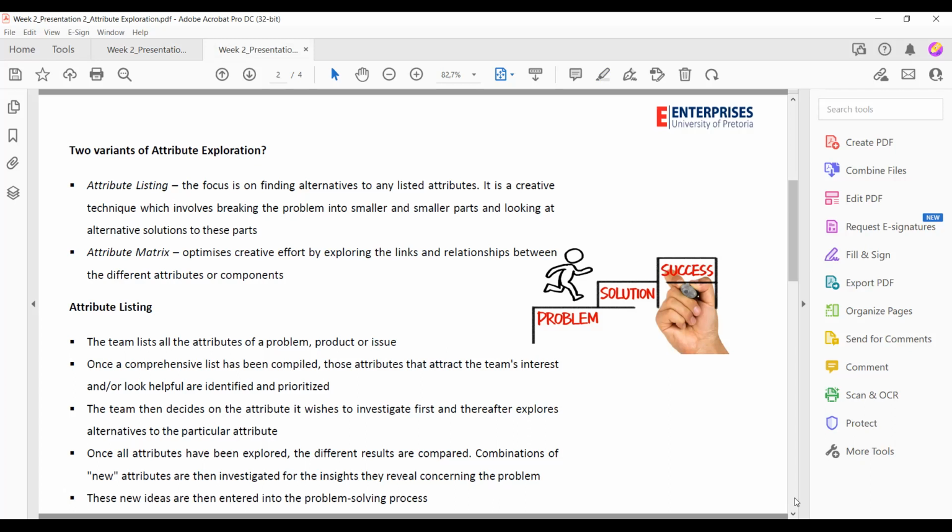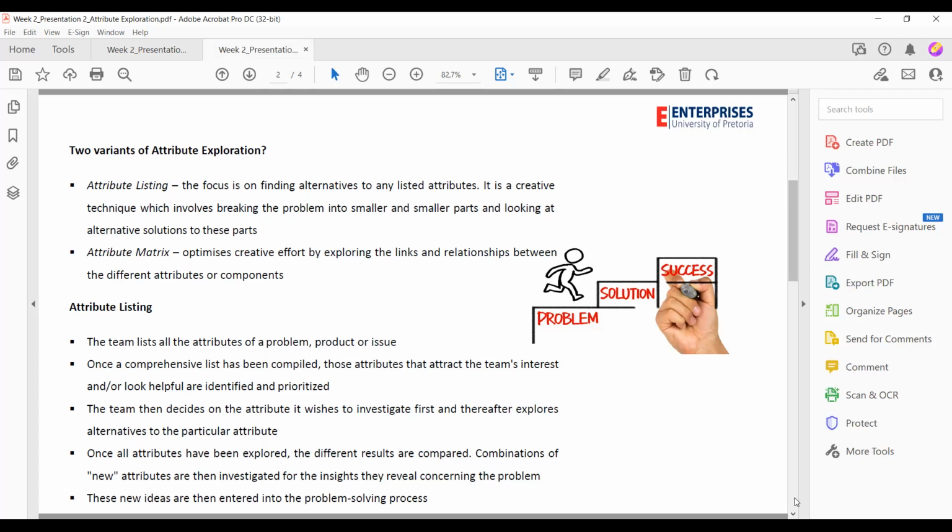How do we do the attribute listing? The team lists all the attributes of a problem or a product or an issue. In my example of a pen, you will list all those attributes of the pen. Once a comprehensive list has been compiled, those attributes that attract the team's interest or look helpful are identified and prioritized. The team then decides on the attribute it wishes to investigate first, and thereafter explores alternatives to that particular attribute.